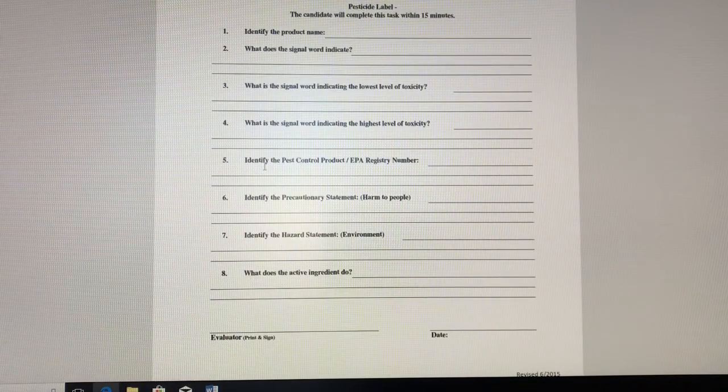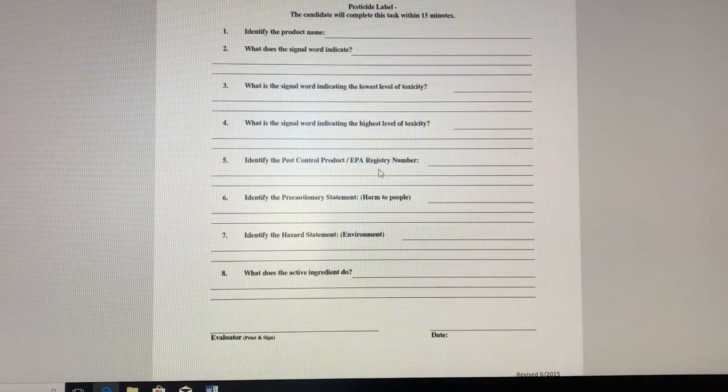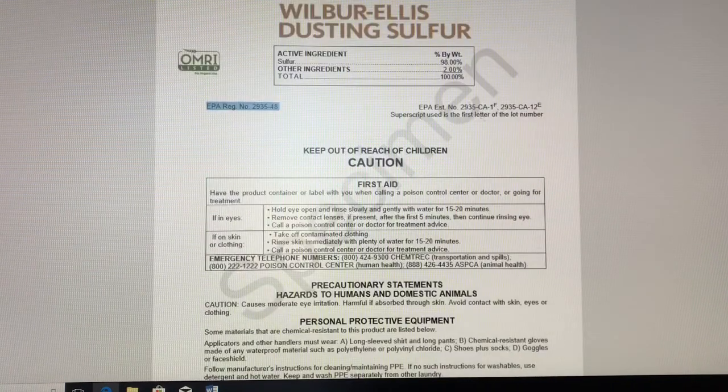So then back to our label, identify the pest control product or EPA Registry Number. All of these toxic products will have an EPA Registry Number. They're usually located pretty easily. In this case, it's EPA Reg Number 2935-48. We simply transfer that over. It doesn't have to be anything more than that. If you see other numbers on there, don't get confused and don't think that that's what you're transferring. Stick with the EPA registry number.